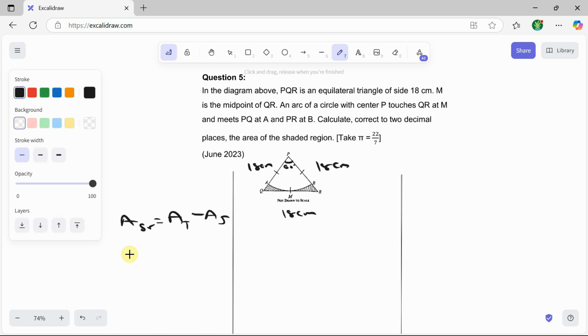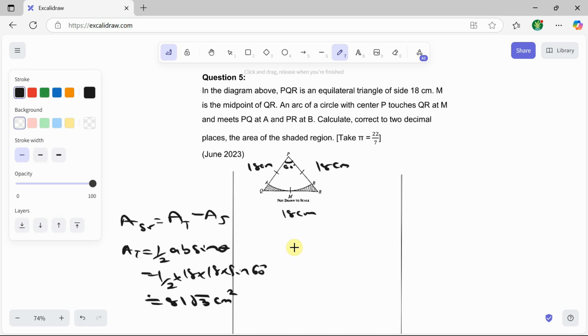Great. So for the area of the triangle, we could use half ab sine theta. We've talked about this, but the theta must be the angle between the two sides. So if I say this theta, the two sides about theta are 18 and 18, so that will be half times 18 times 18 times sine 60 degrees, right? So that will be 9 times 18 times sine 60 degrees. That would be 81 root 3. Or you could use the decimal value, it's still the same thing. Now we found the area of the triangle.